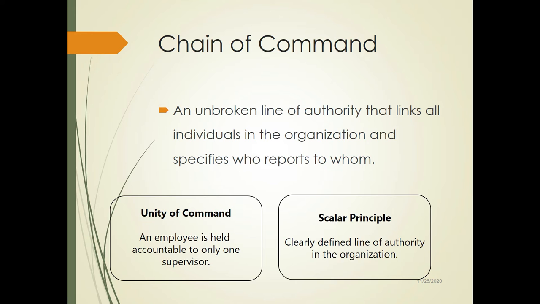We also have here the chain of command. When we speak of the chain of command, this is an unbroken line of authority that links all individuals in the organization and specifies who reports to whom. The chain of command is comprised of your unity of command and your scalar principle. Unity of command talks about an employee being held accountable to only one supervisor. Scalar principle, on the other hand, talks about a clearly defined line of authority in an organization.